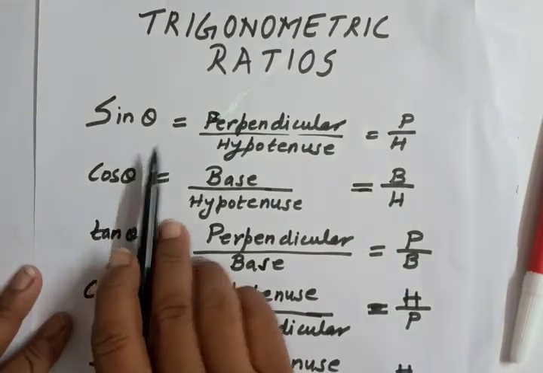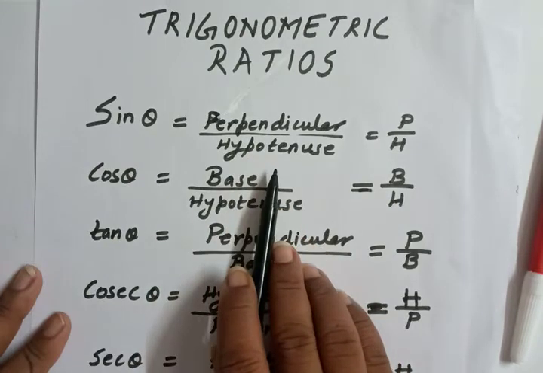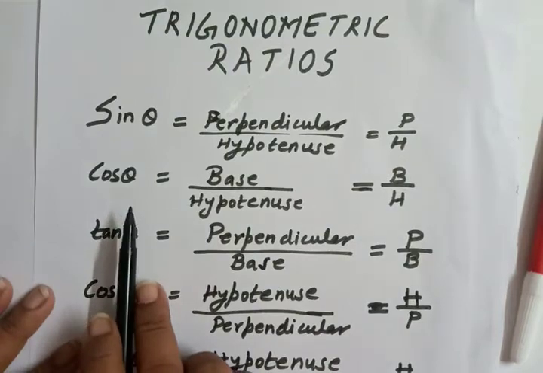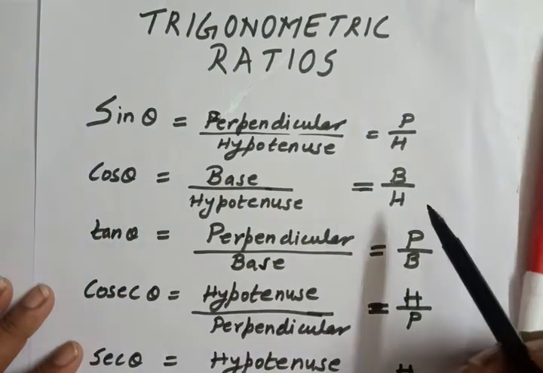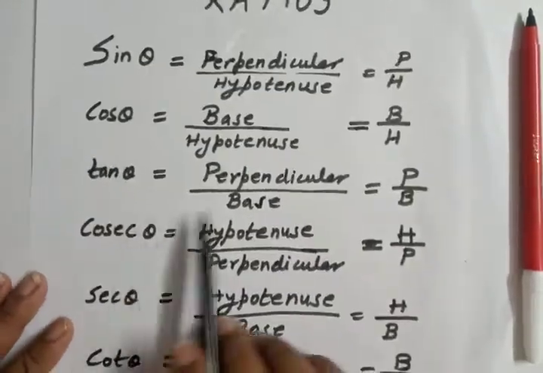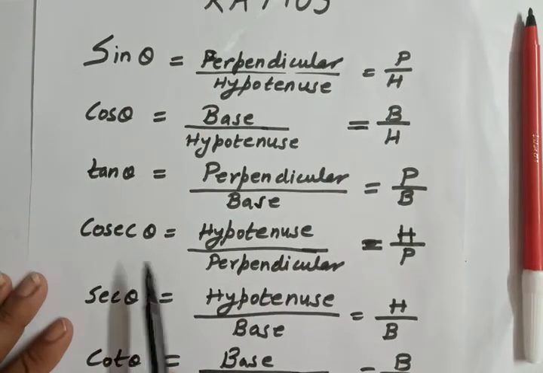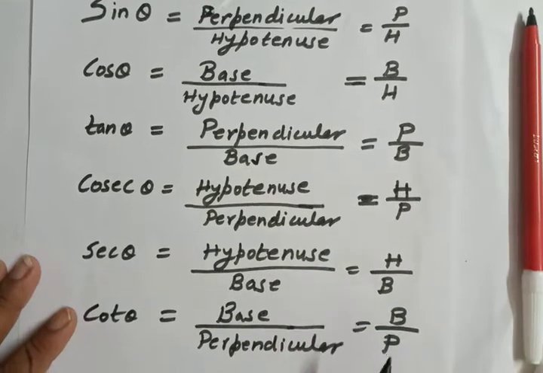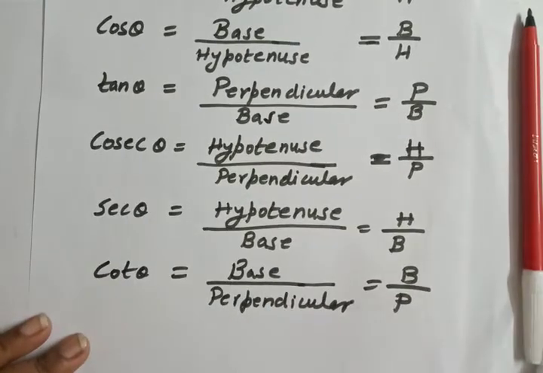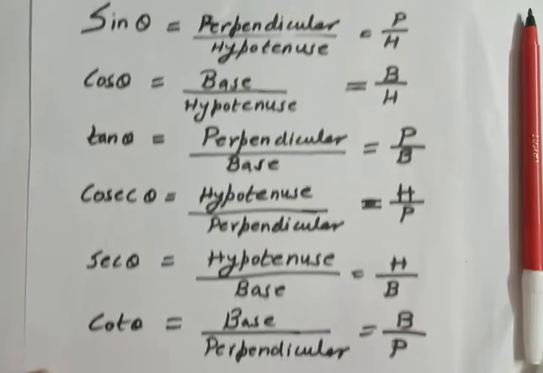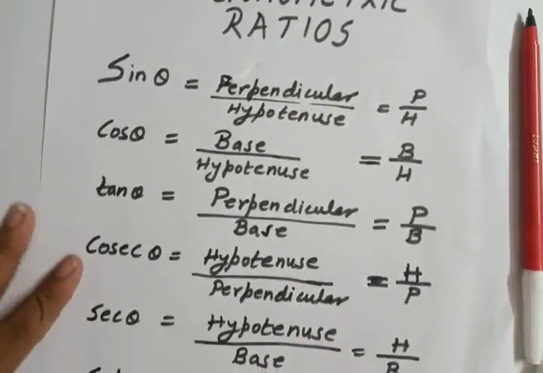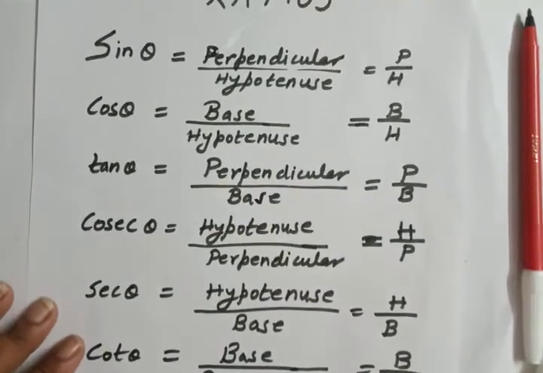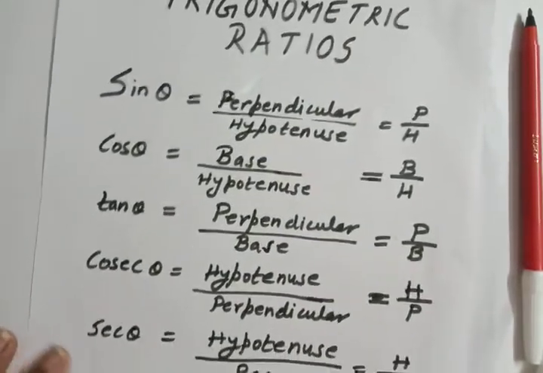So sin theta is always equal to perpendicular upon hypotenuse, that is p upon h symbolically. Cos theta is base upon hypotenuse, and tan theta is perpendicular upon base. Cosec theta is hypotenuse upon perpendicular, sec theta is hypotenuse upon base, and cot theta is base upon perpendicular. Clear? So we have got to know about the 6 ratios that are very, very important in trigonometry.